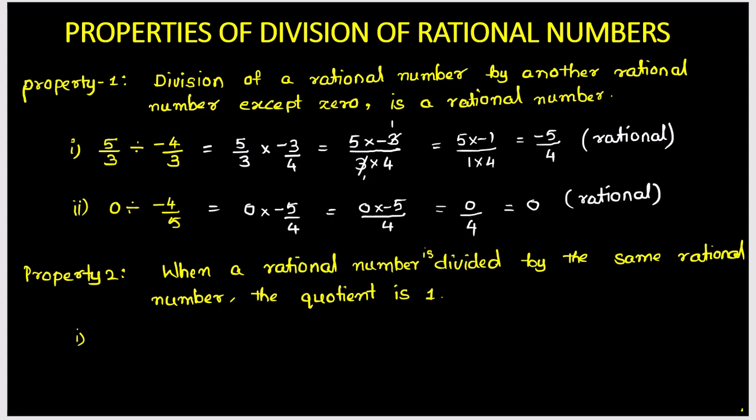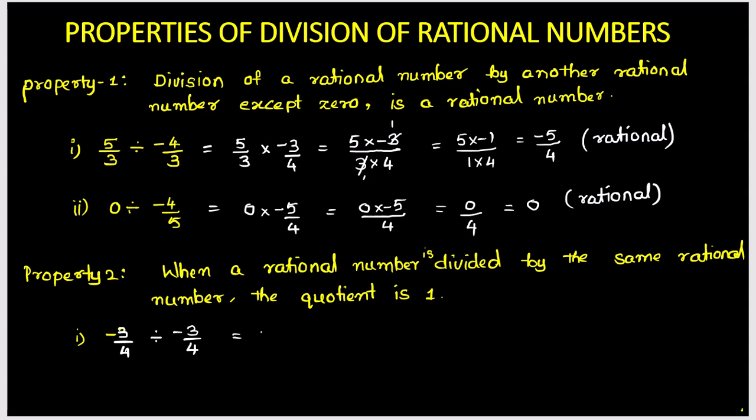Now let us see property 2 children. It is given in this way. When a rational number is divided by the same rational number, then the quotient is 1. Let us see this. Let us take a rational number, say minus 3 by 4. I have taken minus 3 by 4. Now let us divide by the same minus 3 by 4. That means we are dividing the rational number by the same rational number. Now let us see the result.